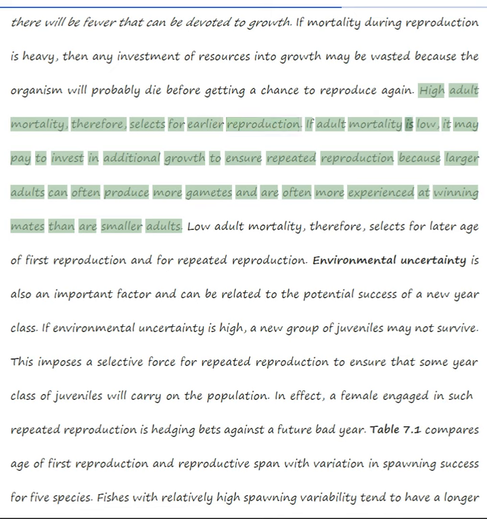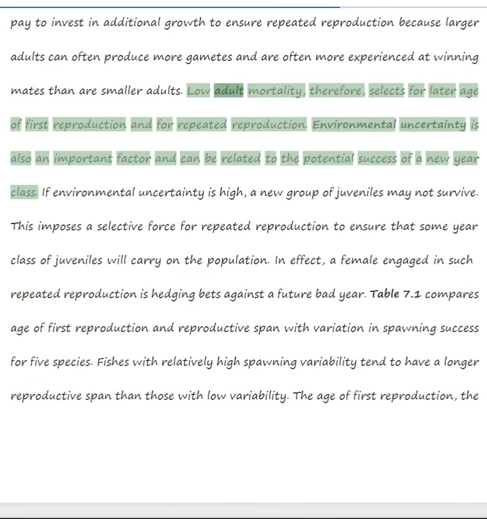If adult mortality is low, it may pay to invest in additional growth to ensure repeated reproduction because larger adults can often produce more gametes and are often more experienced at winning mates than are smaller adults. Low adult mortality, therefore, selects for later age of first reproduction and for repeated reproduction.